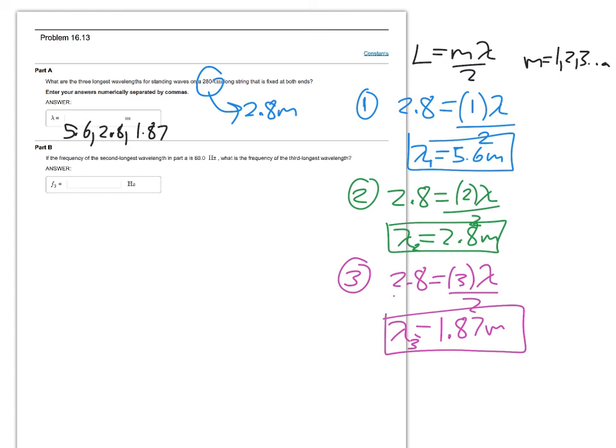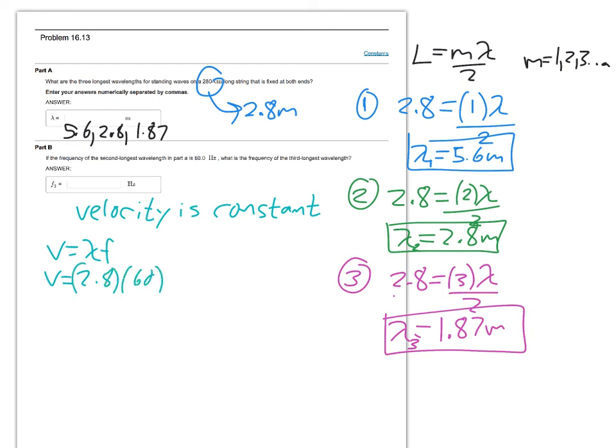For the second part here, we're told that the frequency of the second longest wavelength is 60 hertz, and we want to know the frequency of the third longest wavelength. For that, I'm going to think about the fact that velocity is constant for both of these waves. In order to change the velocity, we have to change the medium, and since they're on the same string, they have the same medium, and therefore the same speed. So I'll take that second longest wavelength and say velocity is wavelength times frequency. My wavelength here is 2.8, and my frequency is 60 hertz. So when I calculate that velocity, I end up with 168 meters per second.